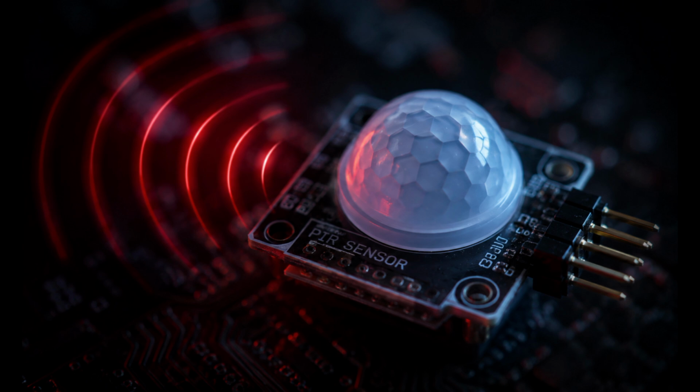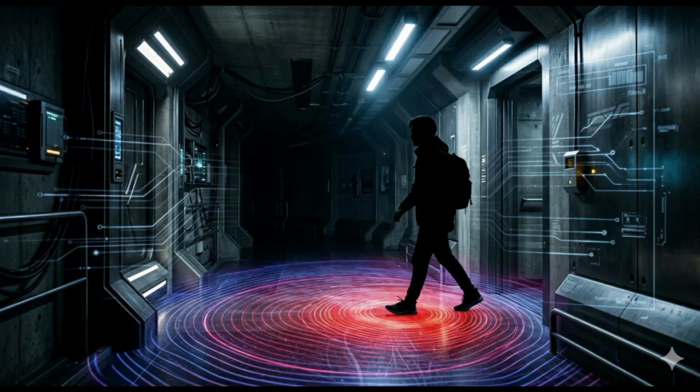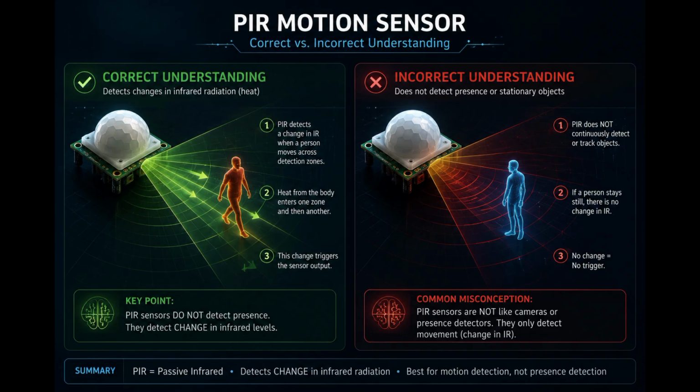Light exists in many forms. The human eye can only see visible light. But beyond visible light exists infrared radiation. Infrared is basically heat energy traveling as electromagnetic waves. Humans constantly emit infrared radiation because of body temperature. That means your body is continuously releasing invisible thermal energy into the environment. A PIR sensor detects changes in this infrared energy.